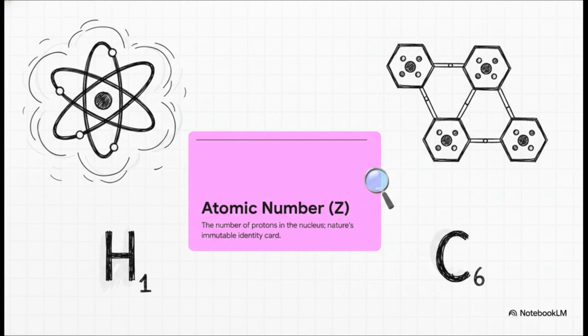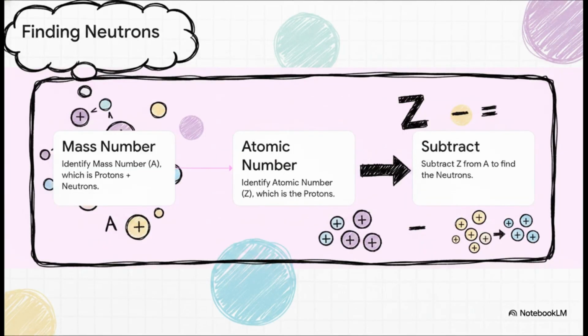Think of it as nature's immutable identity card. For instance, a single proton, where Z equals 1, gives us hydrogen, our universal, incredibly abundant fuel. But if nature simply bumps that tally up to 6 protons, Z equals 6, boom, we suddenly have carbon, the highly versatile structural backbone of literally all life. The other vital piece of the puzzle is the mass number, represented by A, and that is simply the total sum of the heavy particles, so the protons plus the neutrons.